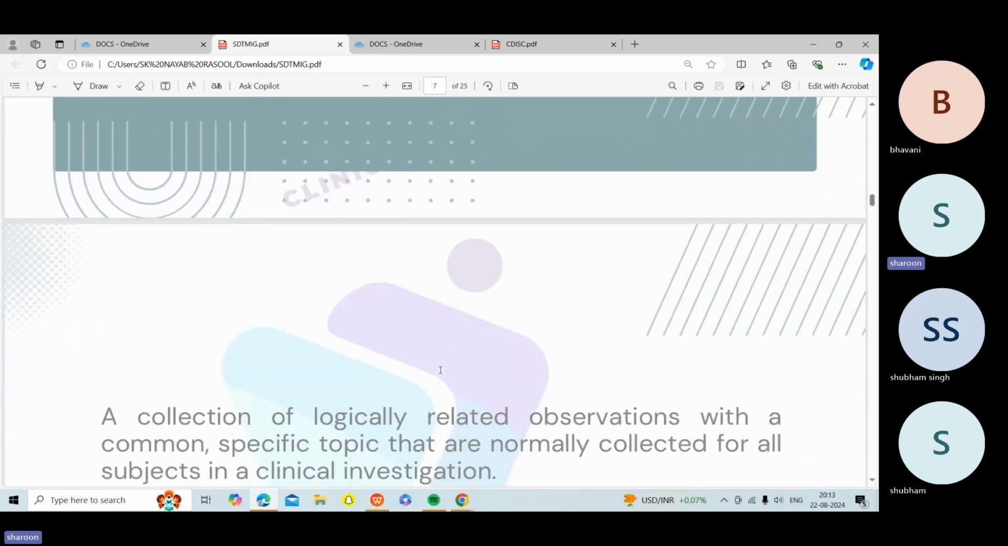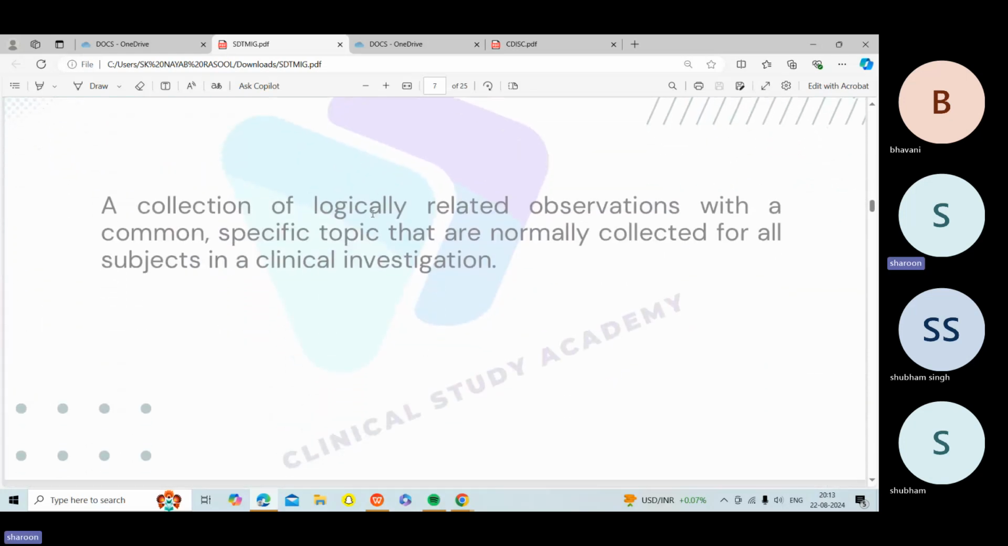SDTM domains: a collection of logically related observations with a common specific topic that are normally collected for all subjects in a clinical investigation.